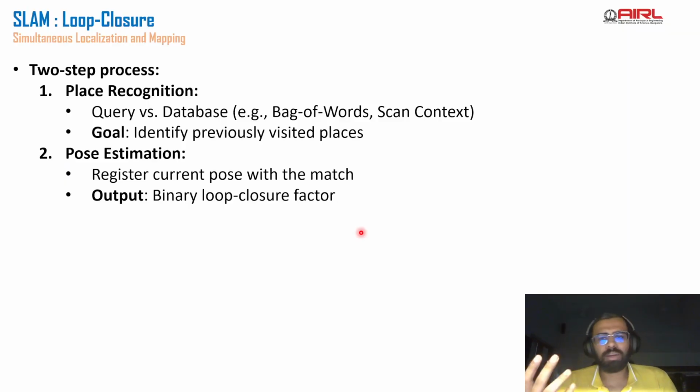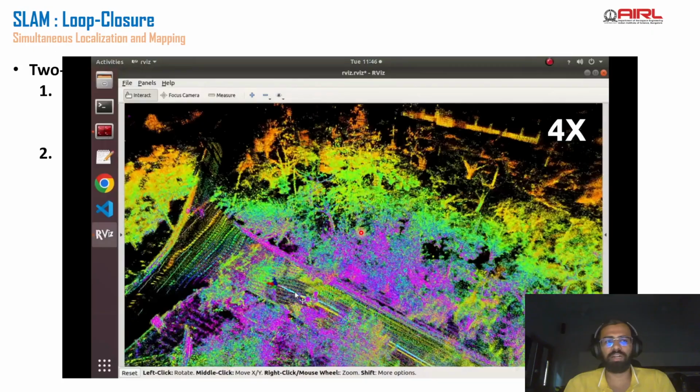So yeah, again, coming back to this thing called loop closure, it's a two-step process, right? You need to recognize that place. Is it the old place? You need to keep doing that. You can use bag of words or scan context or anything to do that. And then you also need to do pose estimation. So you need to register your current position with a match and then do a loop closure in your factor graph and then use that as an output.